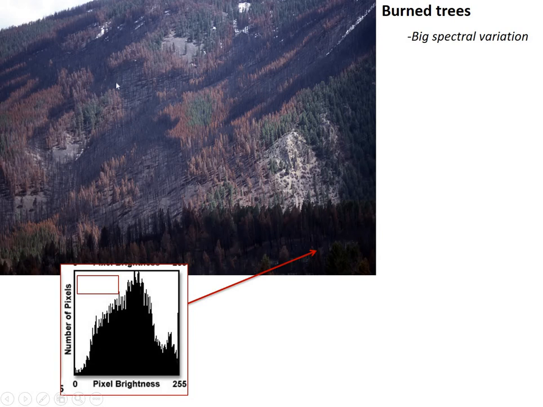Look at this burned hill slope right here. We see everything from black to orange, a little bit of green and gray sticking through. So lots of different colors there.